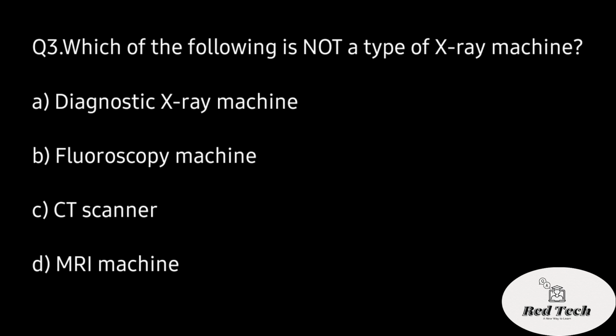Question number 3. Which of the following is not a type of X-ray machine? In the given options we have to tell which one is not considered an X-ray machine. Option A is diagnostic X-ray machine, option B fluoroscopy machine, option C CT scanner, and option D MRI machine. In these options, which machine does not use X-rays? The right answer is option D, the MRI machine. An MRI machine consists of a magnet and has no use of X-rays.